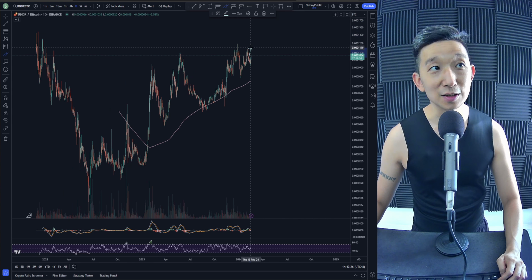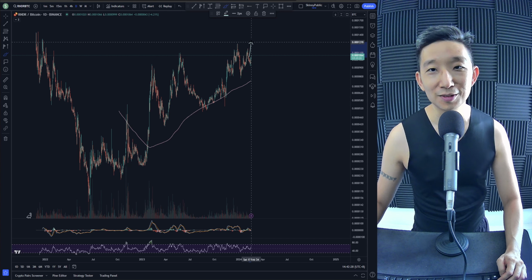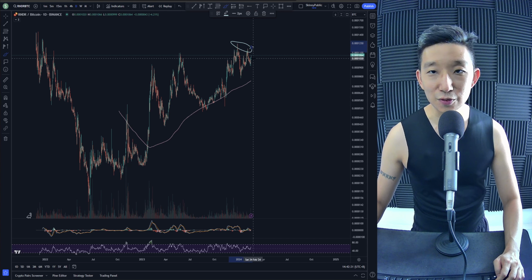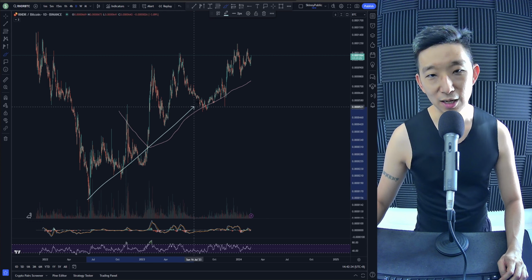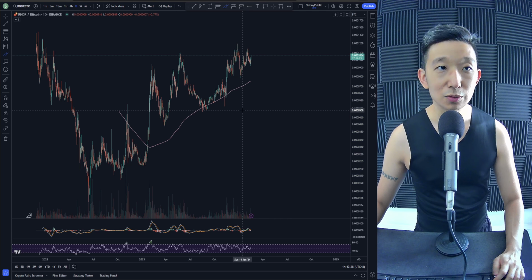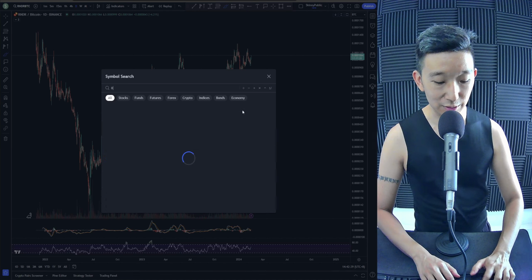Surprise, a fake out, a fake breakout, taking out all the clusters of stop buys here, and then, bam, pulling the price lower. We're already up so much. So I would preach caution about going long for Render.